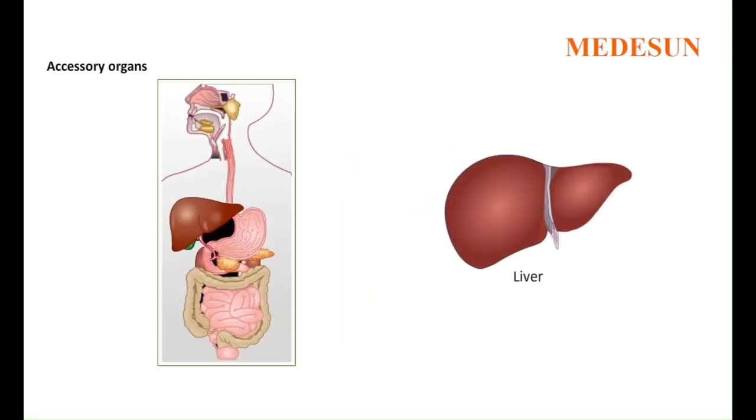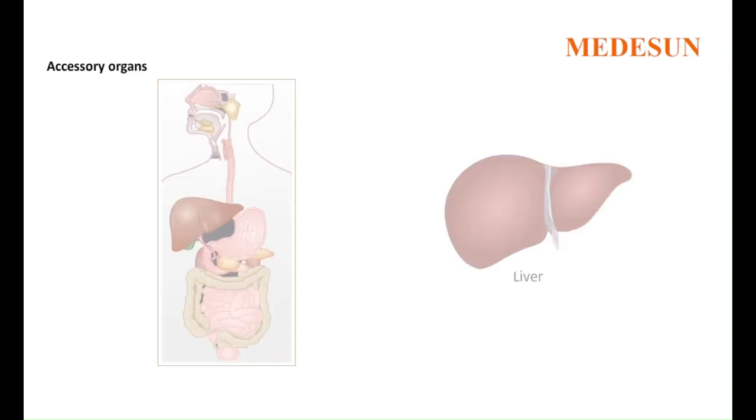Liver. The liver is present in the right hypochondriac and epigastric regions of the abdomen, just below the diaphragm. There are 2 lobes of the liver. The liver has a variety of functions that are vital to life.